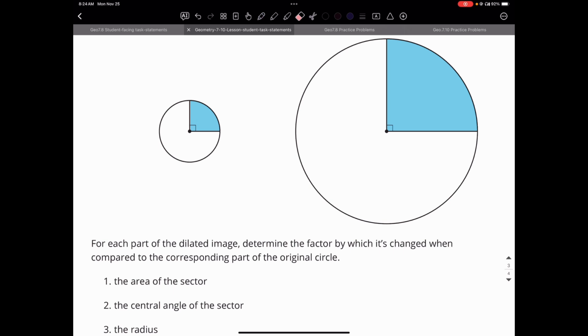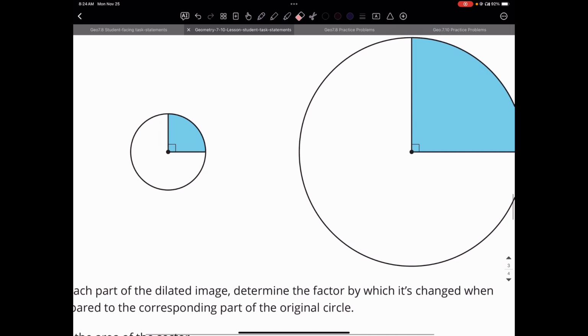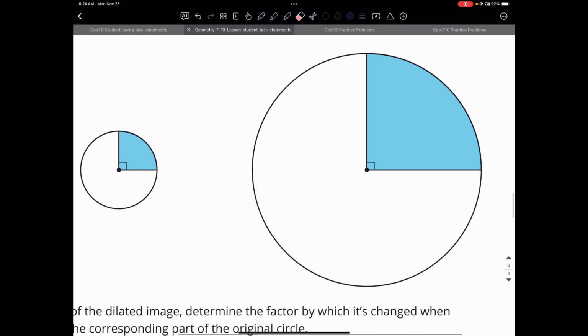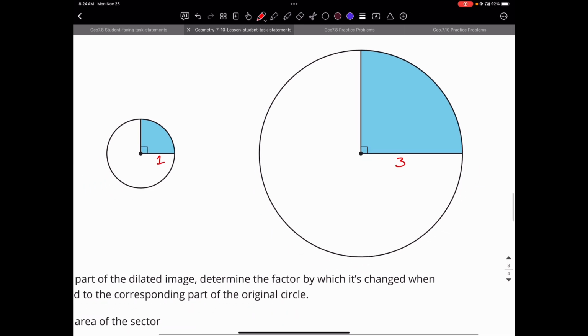All right, so if it's a scale factor of 3, let's assume that this is going to be a radius of 1. This will be a radius of 3. All right, so we'll use those two. So we'll find the area, which is 90 over 360, right? Because remember, we know that because it's got the square right here. And we're only talking about the area of the region that's shaded, right? That sector.